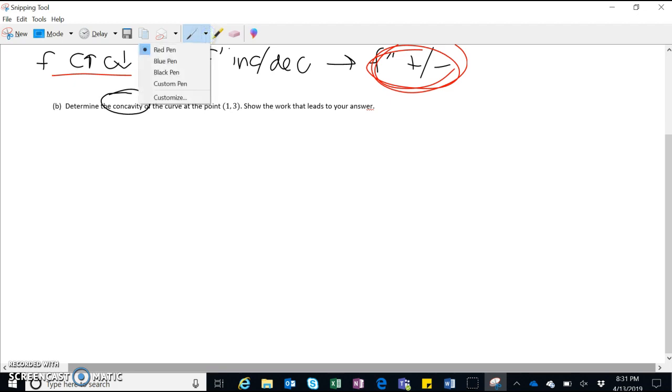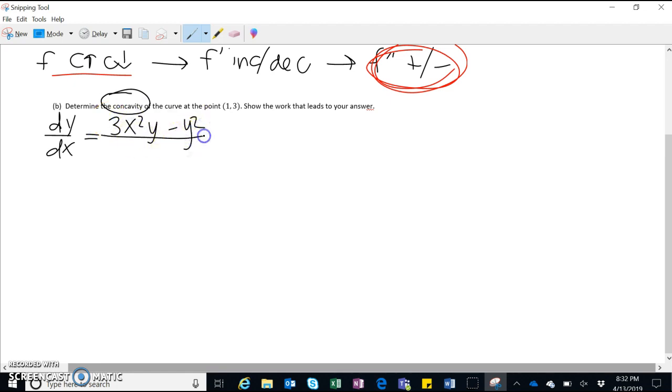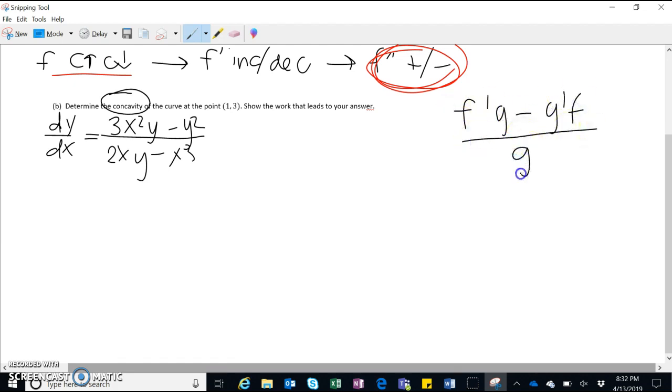So what I know, again, from the previous work that we've done, is that dy over dx is equal to 3x squared y minus y squared divided by 2xy minus x cubed. This is going to be a doozy because this first derivative is in and of itself a quotient. So if I want to find the next derivative, I'm going to have to do f prime g minus g prime f over g squared.